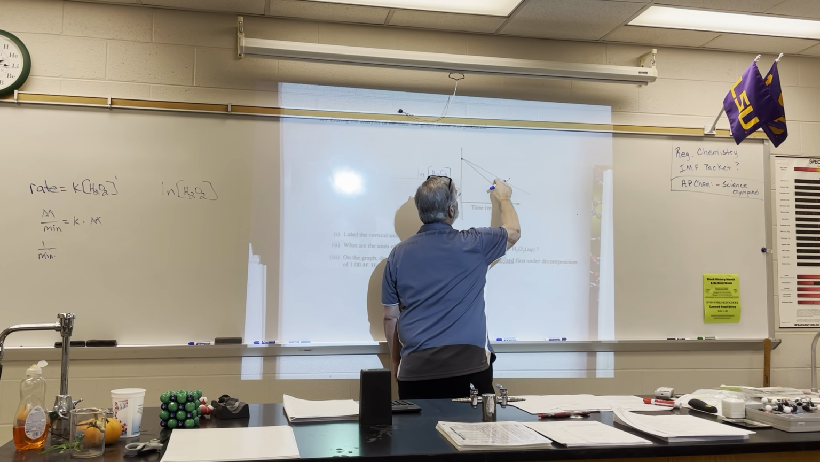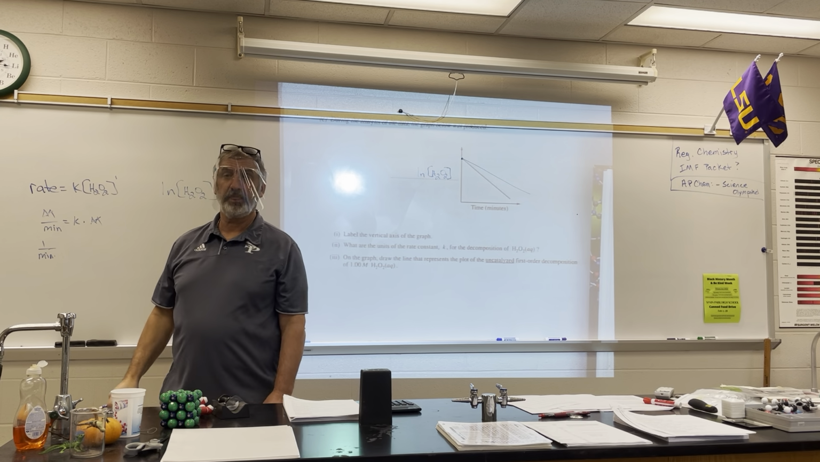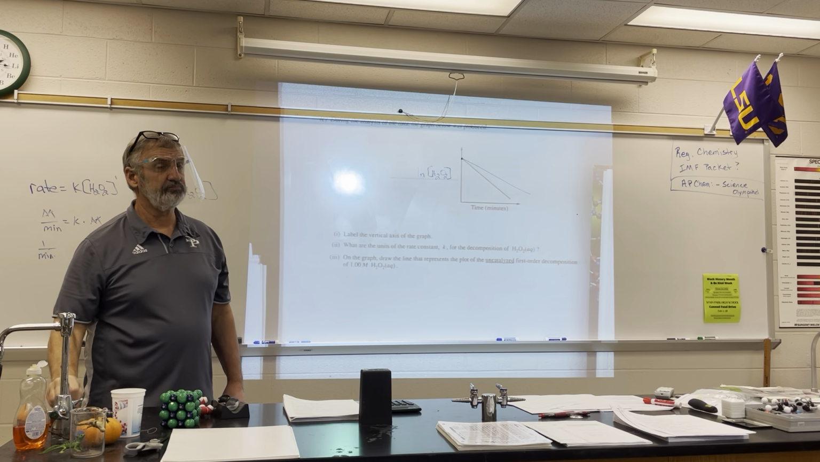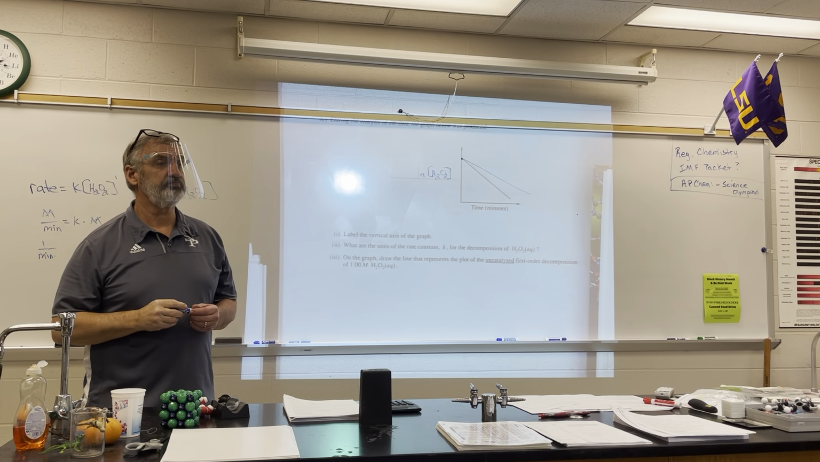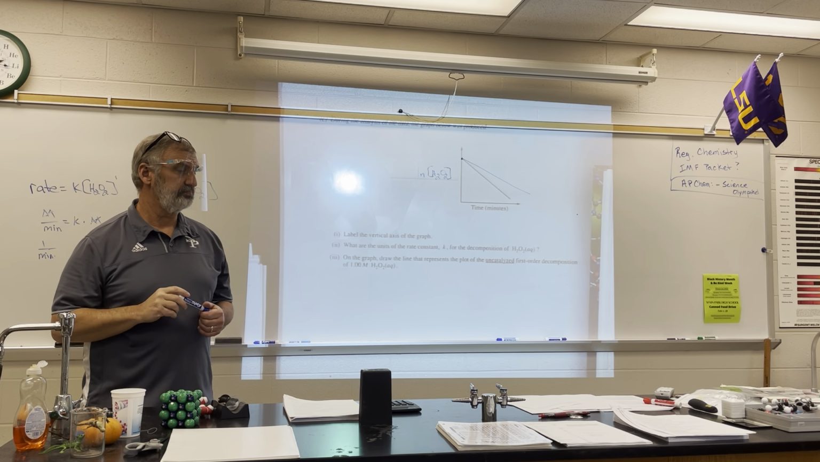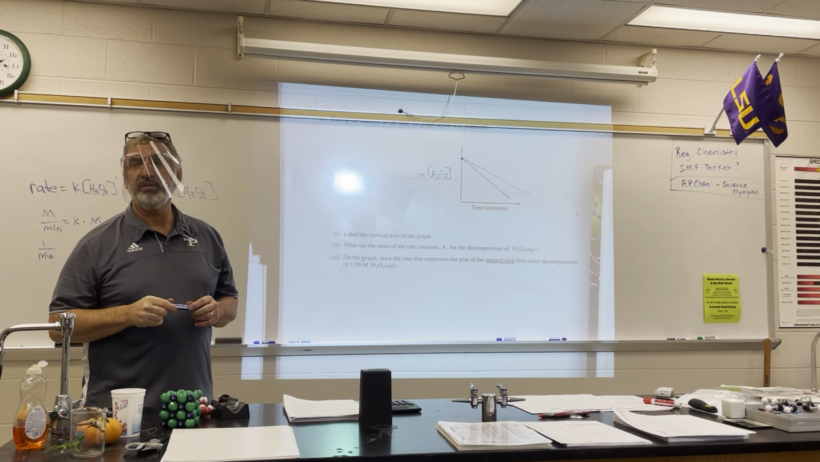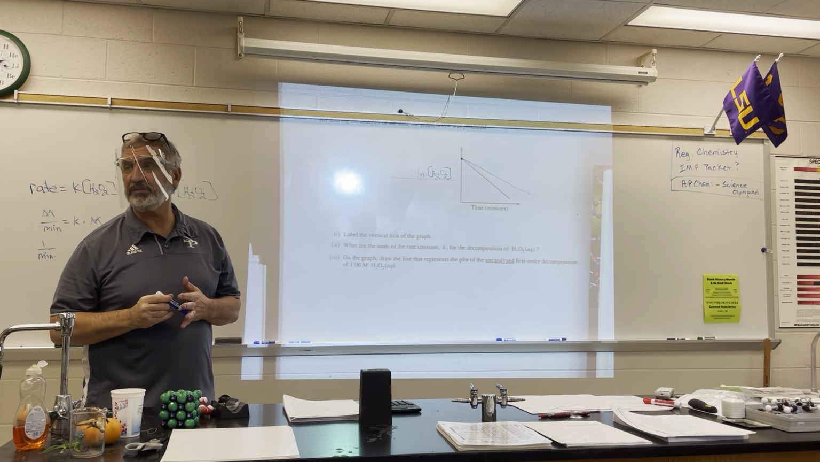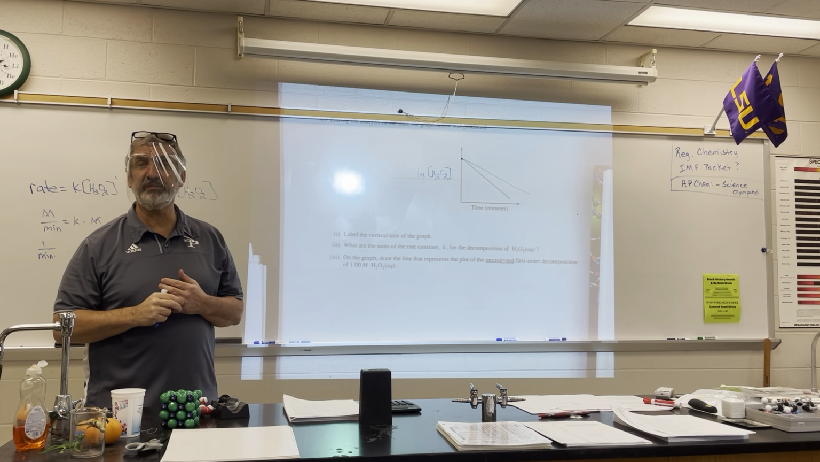And all you had to do is draw a straight line anywhere above the line, because catalyzed is faster. A catalyst always speeds up a chemical reaction. So uncatalyzed means it's gonna be slower, so the concentration will decrease at a slower rate, taking more time for it to go down the same amount.